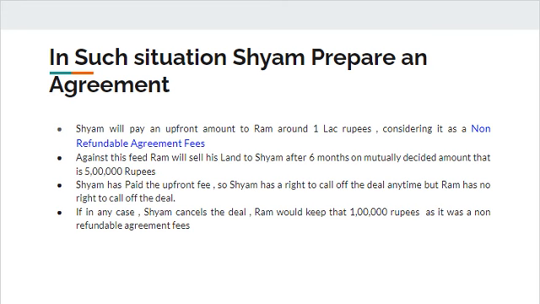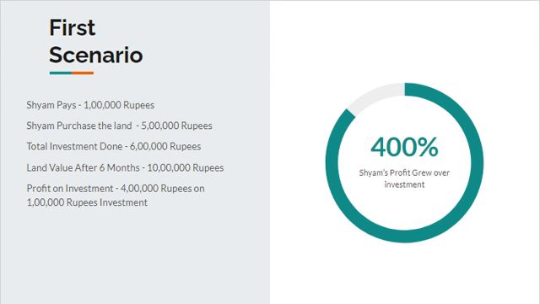In this agreement, the buyer has the minimum risk. The risk is 1 lakh rupees, and the reward can be the price of land minus the buying price, which can happen when the news is true, right? And the value of the land is higher. So let's move to the scenarios.